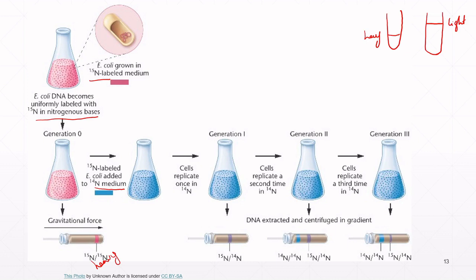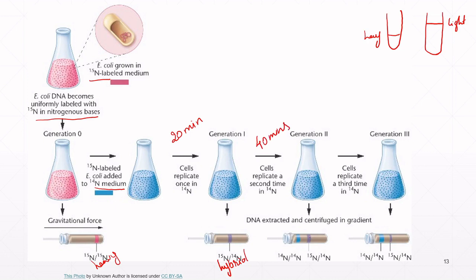The generation time of E. coli is 20 minutes. So after 20 minutes, they took the cells, isolated the DNA and subjected it to density gradient centrifugation. Now, there is a band which is neither light nor heavy, but in between these two bands, like a hybrid band. So after the first generation, a hybrid band was formed, and they took another sample after the second generation, that is, after another 20 minutes, that is 40 minutes.